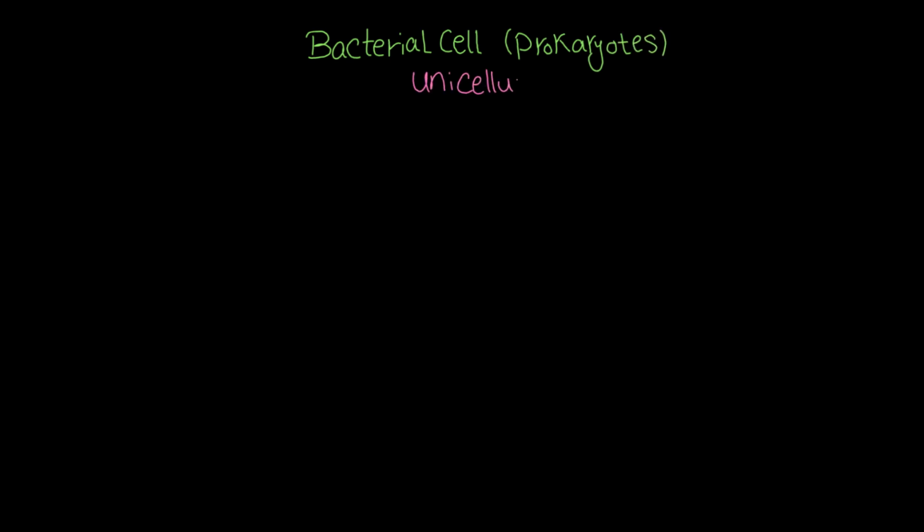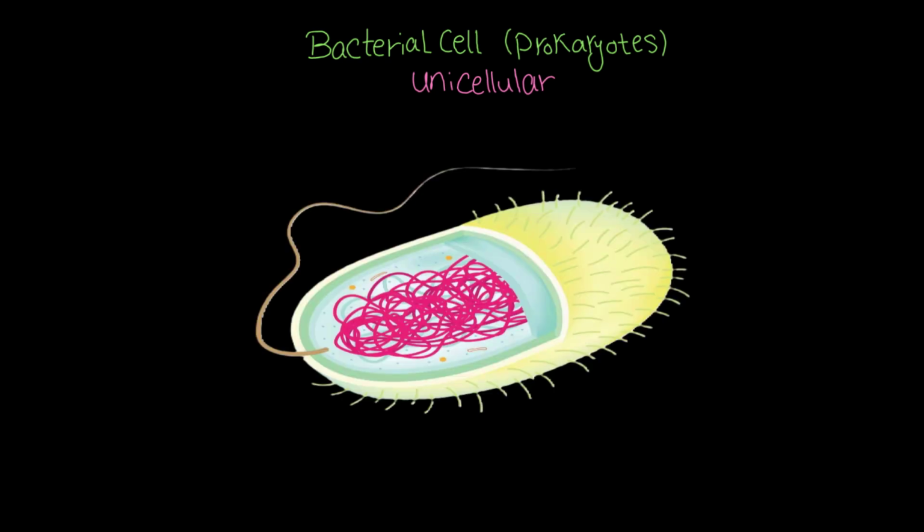Now the last thing we're going to look at is the bacterial cell. As we've said earlier, bacteria are prokaryotes. They only consist of one prokaryotic cell. That's why we call them unicellular, which means they are one-cell organisms. When it comes to the cell structure, a bacterial cell is more simple. It has a cell membrane surrounded by a cell wall, cytoplasm, and ribosomes. But it doesn't have a proper nucleus.